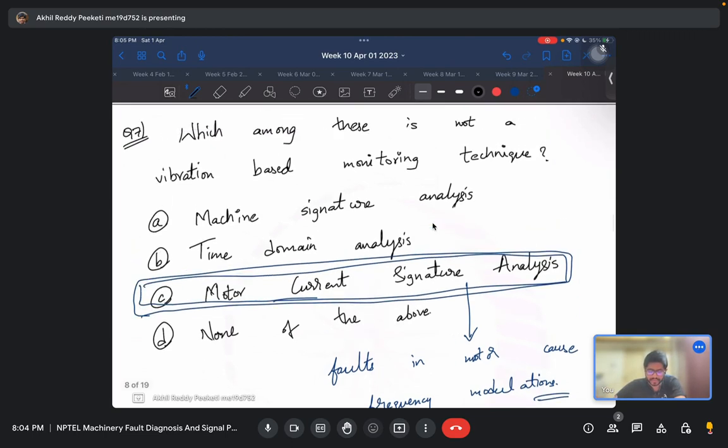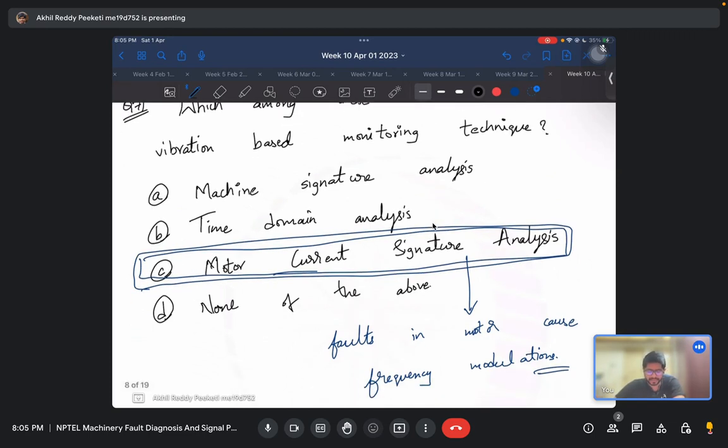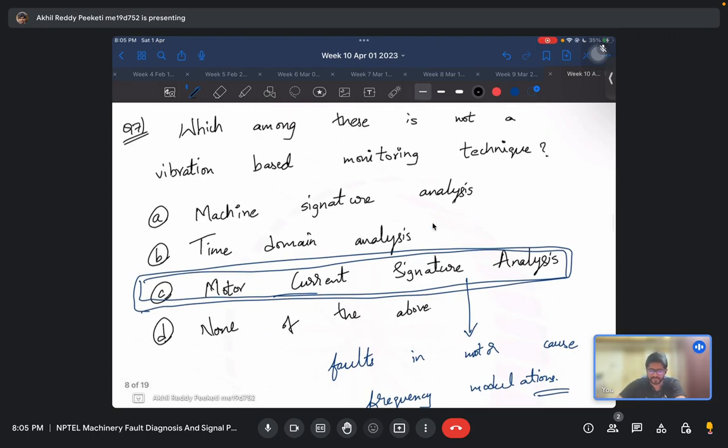If there are any faults in the electric motor, they will actually cause frequency modulations to the motor current. So you can identify the different faults. Because you are tracking the motor current, you are not tracking any vibrations. This is not a vibration based monitoring technique.